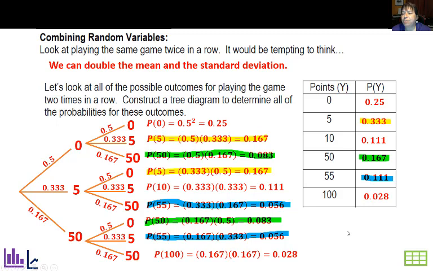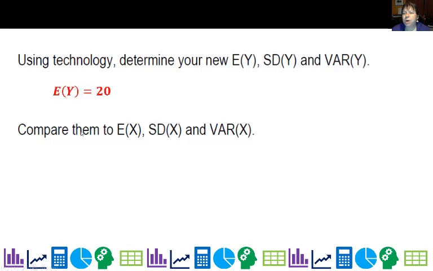All right, so what happens with our data? Well, I'm going to use technology, put these numbers in my calculator. Could I write out the formula? Absolutely. So I could say 0 times this plus 5 times this, etc. But that's not the point I'm trying to get into right now. So I have my expected value is 20. My standard deviation for y is 25.5, and my variance is 650.